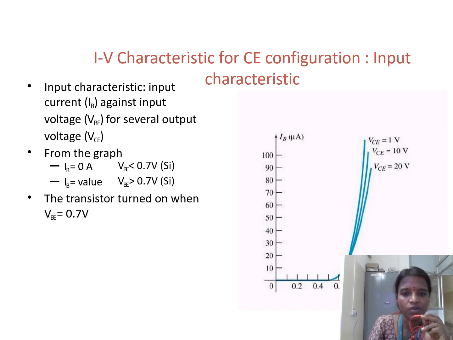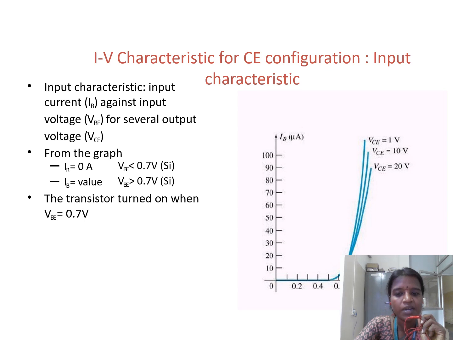And this is your input characteristics of the common emitter configuration. In general, to find the input characteristics of the transistor, we keep the transistor output voltage constant, vary the input voltage across the base to emitter terminals, and find the input current from the base terminal. That input characteristics procedure is common for all three types of configuration.